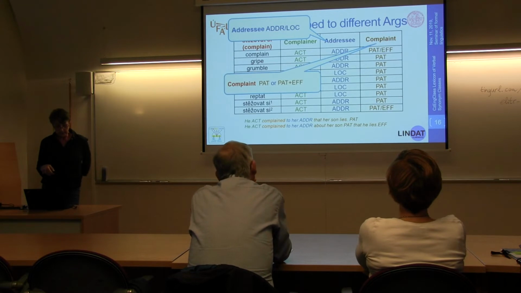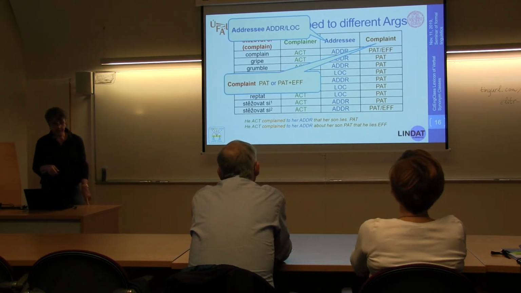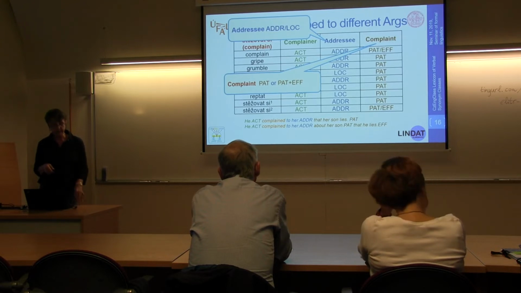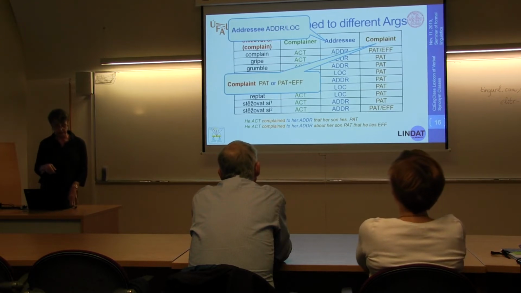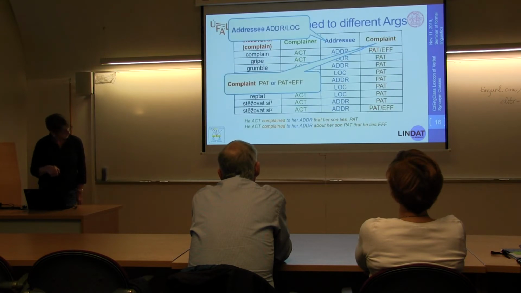And this example of a synonym class actually shows one more thing, namely that the semantic role complaint can be mapped either to patient at some class members or to patient and effect at some class members. So if you see, oh, I'm sorry. So I hope you can read those examples here.